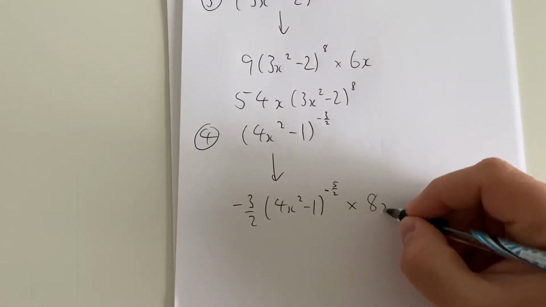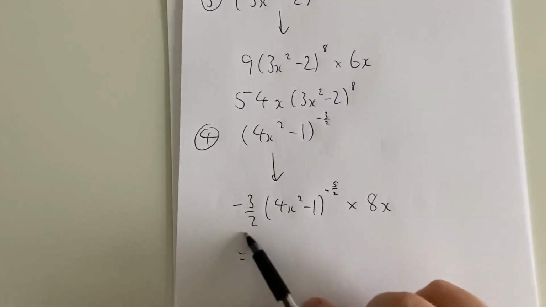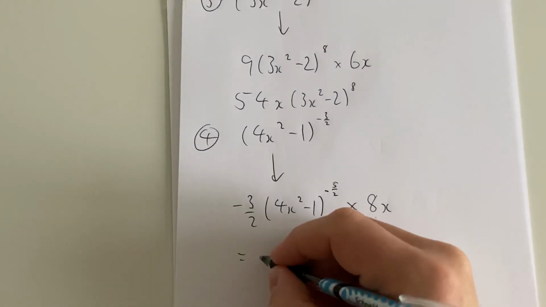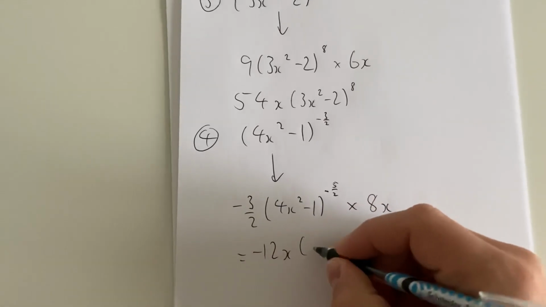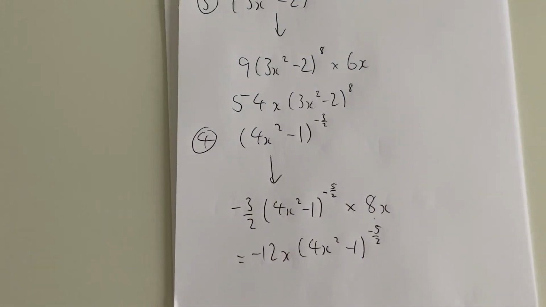That differentiates to 8x. Minus 3 over 2 times 8 is negative 12x, 4x squared minus 1 to the minus 5 over 2.